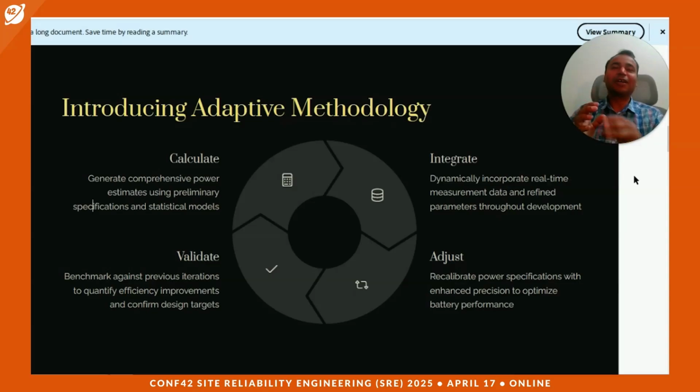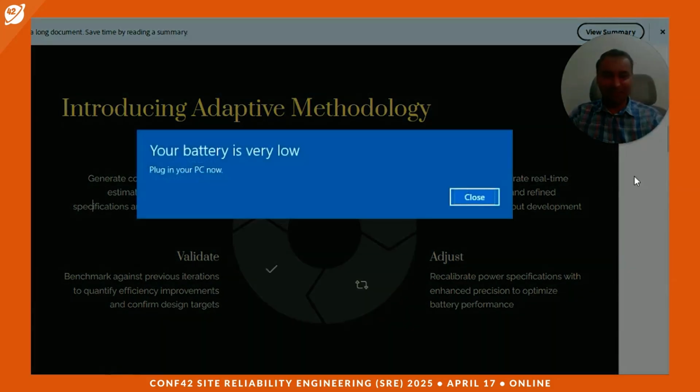or whether we still need to provide feedback to the architecture team, the RTL team, or the physical design team that we are not meeting it. We can take this adaptive methodology and go through a couple of different cycles to close it.